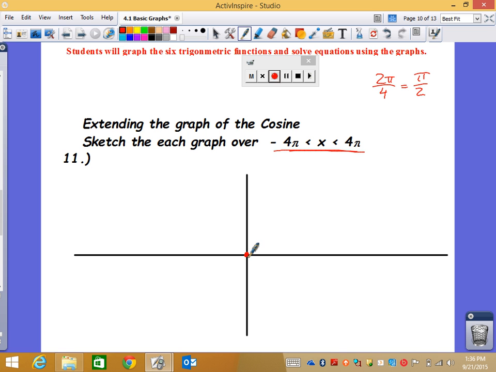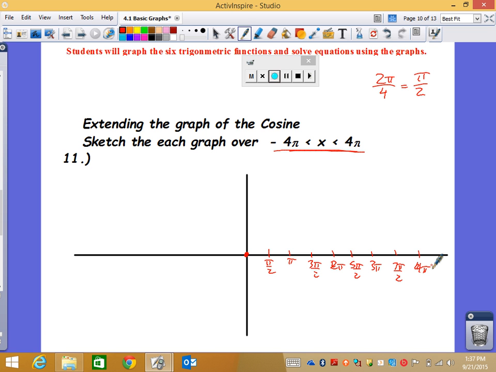Always start at 0, x equals 0. So I have 1, 2, 3, 4, 5, 6, 7, 8. I'm going to need 8 key points on either side because I have two periods total. So pi over 2, pi, 3 pi over 2, and then 2 pi. And then we keep going. 5 pi over 2, 3 pi, 7 pi over 2, and then 4 pi, or 8 pi over 2. So we'll start with the positive direction.